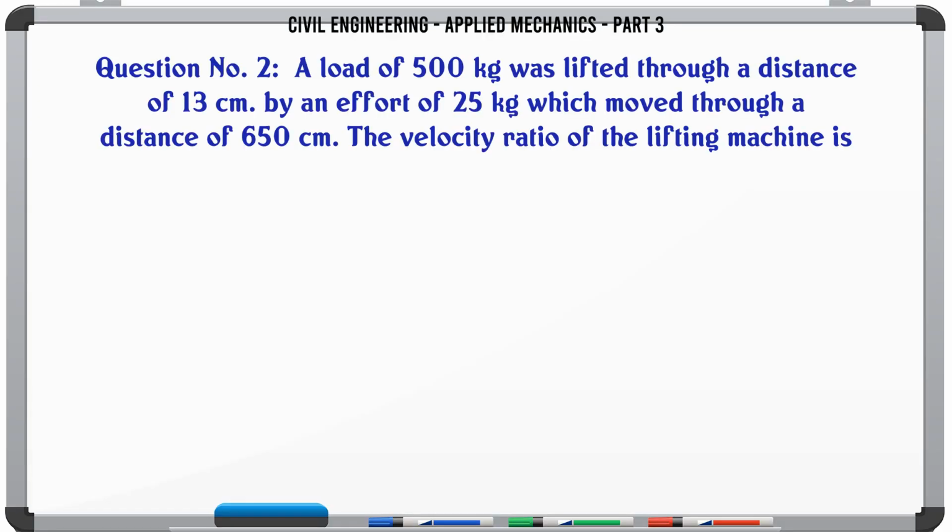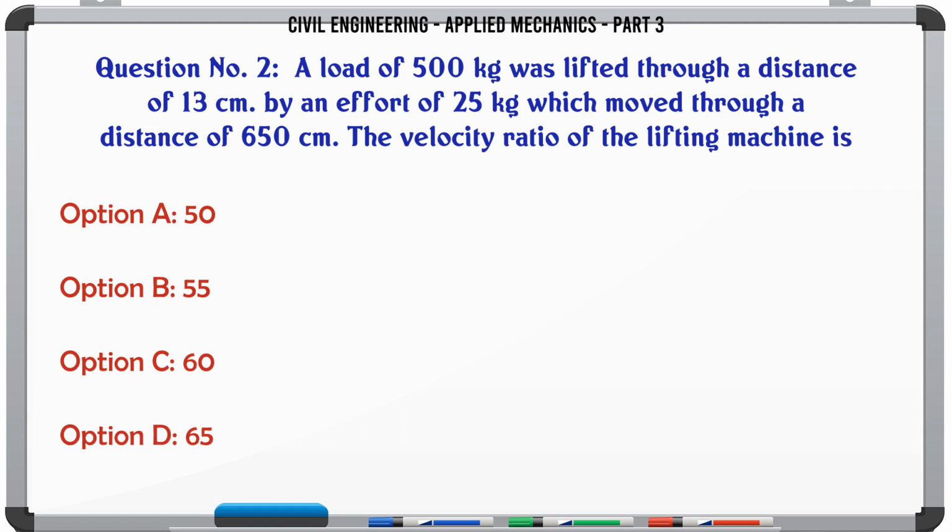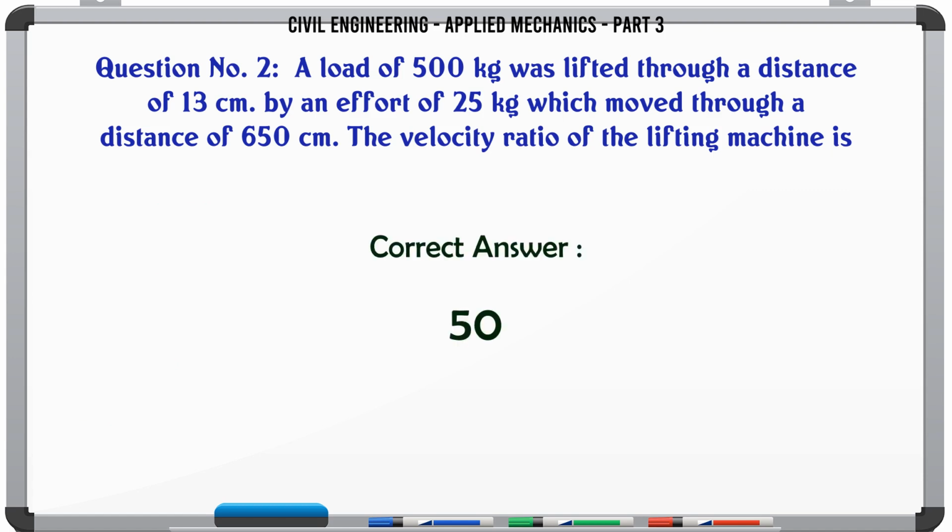A load of 500 kilograms was lifted through a distance of 13 centimeters by an effort of 25 kilograms, which moved through a distance of 650 centimeters. The velocity ratio of the lifting machine is: A, 50; B, 55; C, 60; D, 65. The correct answer is 50.